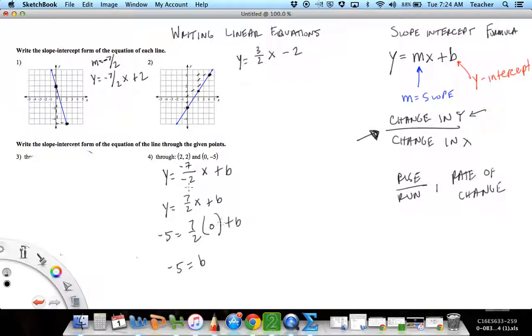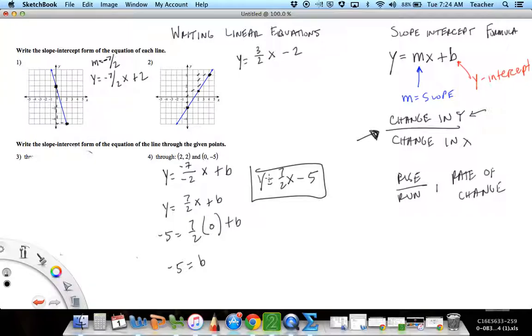All right, so now I just need to write this all into one nice problem. So that would be y equals 7/2 x, because I already found the slope. And then my newfound y-intercept, which is -5. So hopefully this is the answer that you got.